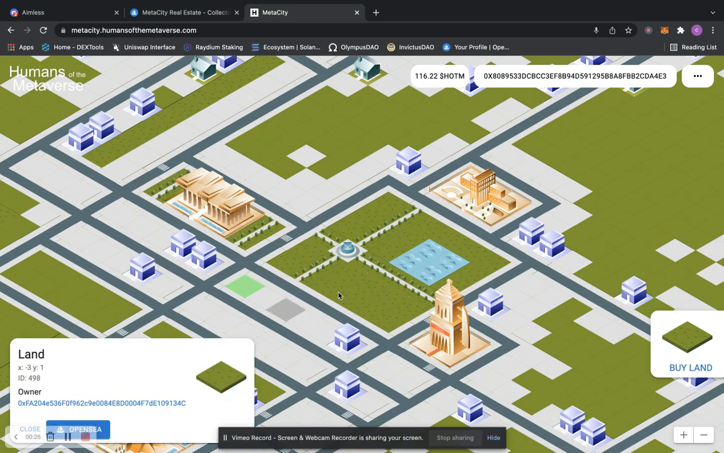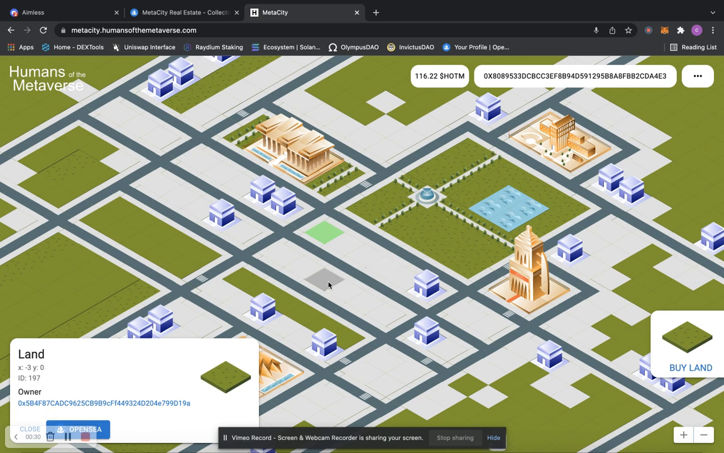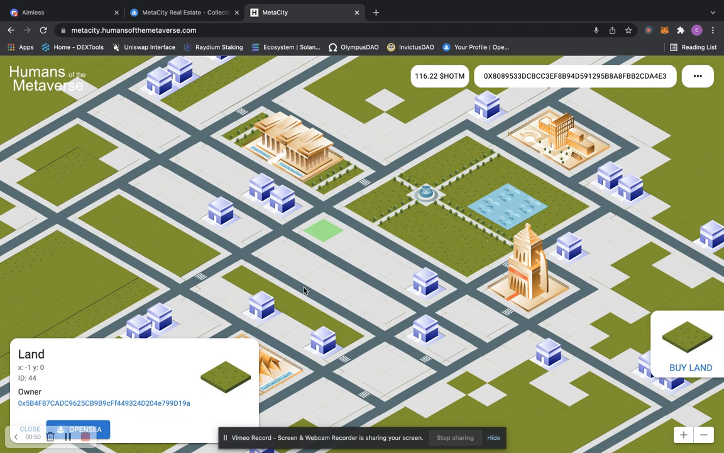So if we go into this area right here, this is going to be y is equal to 0. This square, this road piece that I see here, is technically the exact center of the Metacity. So this is going to be the 0, 0 point, and anything around this point is going to be of the highest price tier, essentially. And as we move away from this 0, 0 point that's represented by this road my mouse is on, the price of the land is going to go down exponentially.